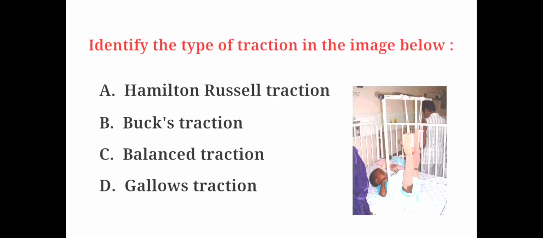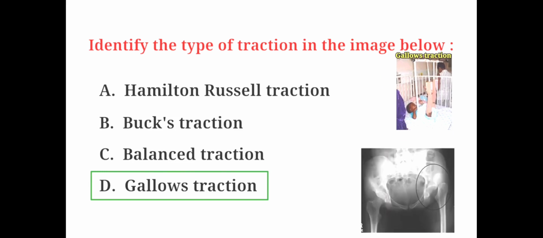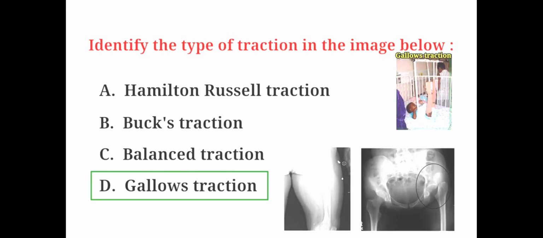Identify the type of traction in the image below. A. Hamilton-Russell traction. B. Buck's traction. C. Balanced traction. D. Gallows traction. And the correct answer is D. Gallows traction. Gallows traction is a type of skin traction used to treat a broken thigh bone or hip dysplasia, that is hip dislocation. It is applied on children.